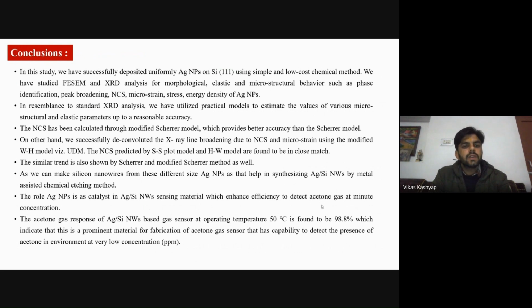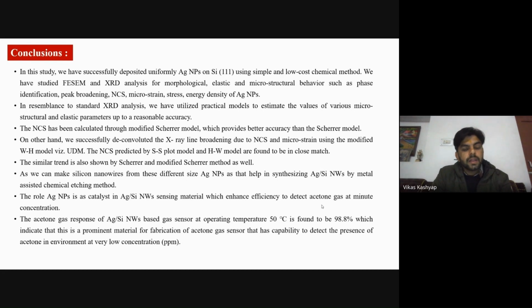The NCS has been calculated through the modified Scherrer model, which provides better accuracy than the Scherrer model. On the other hand, we successfully deconvoluted the X-ray line broadening due to the NCS, that is the nanocrystalline size, and microstrain using the modified Williamson-Hall method using UDM. The NCS predicted by the size-strain plot model and the Williamson-Hall model are found to be in close match. A similar trend is also shown by the Scherrer and modified Scherrer methods.